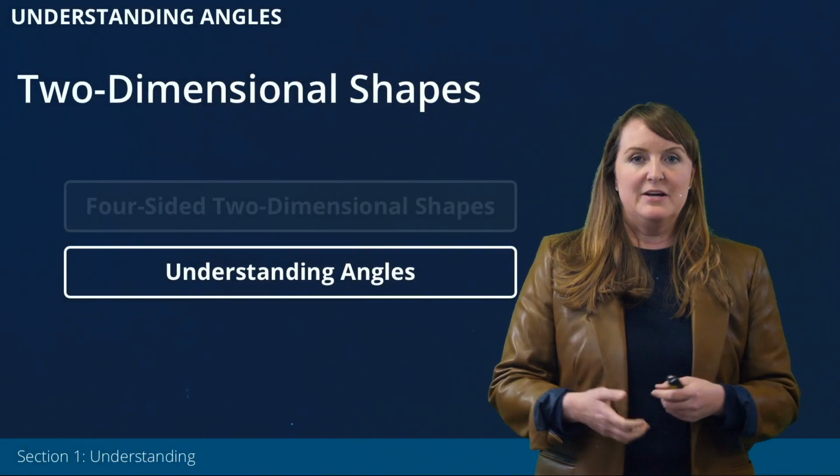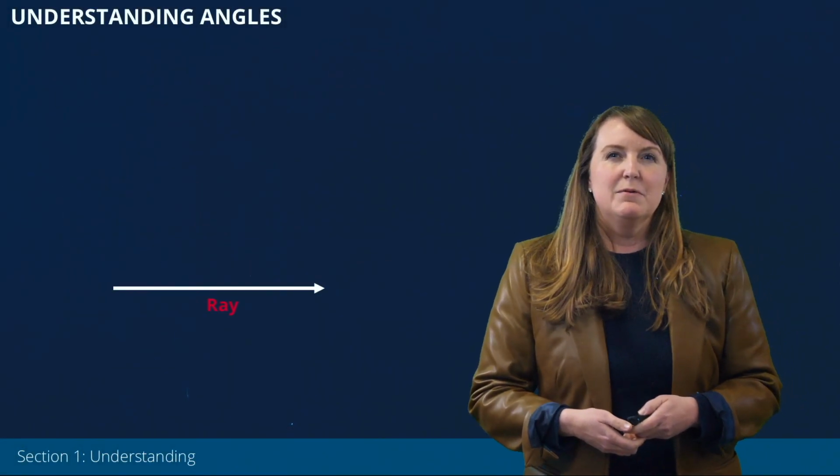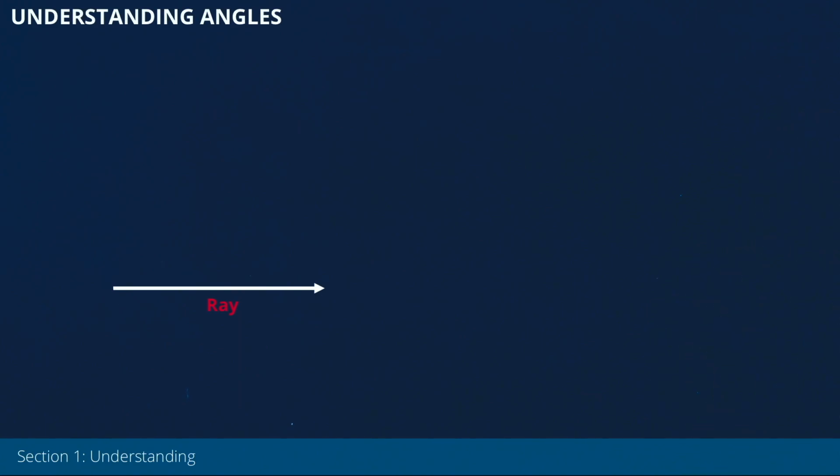Now let's think about the understanding of angles. When we think about angles, I'm going to move to the side so you can see here. Here I have a ray and I have an endpoint to that ray. And if I take another ray and join it at that endpoint, now I've created an angle.